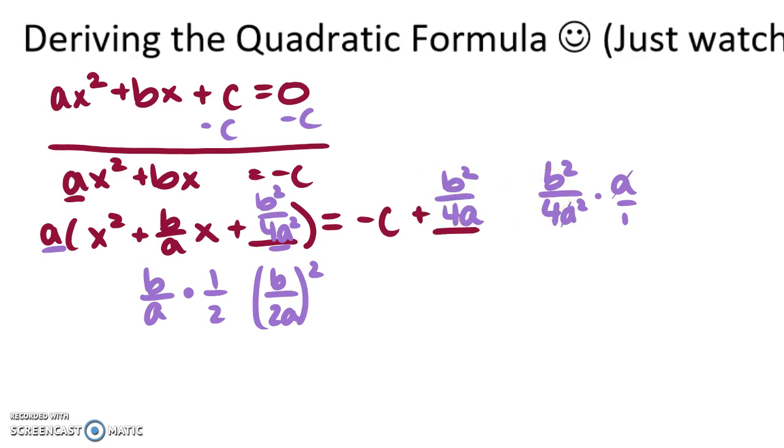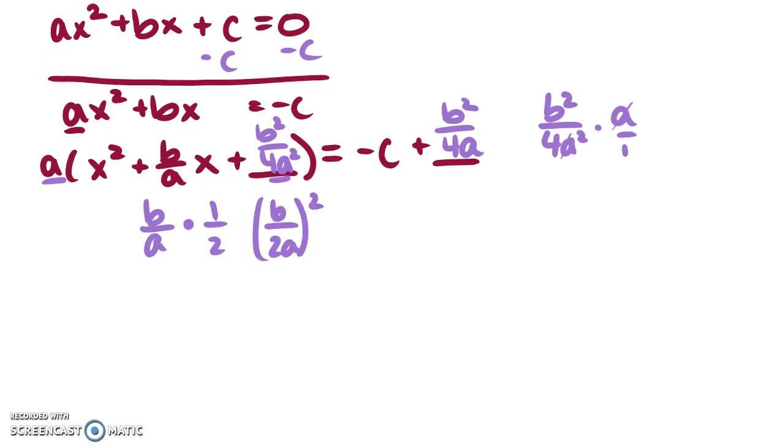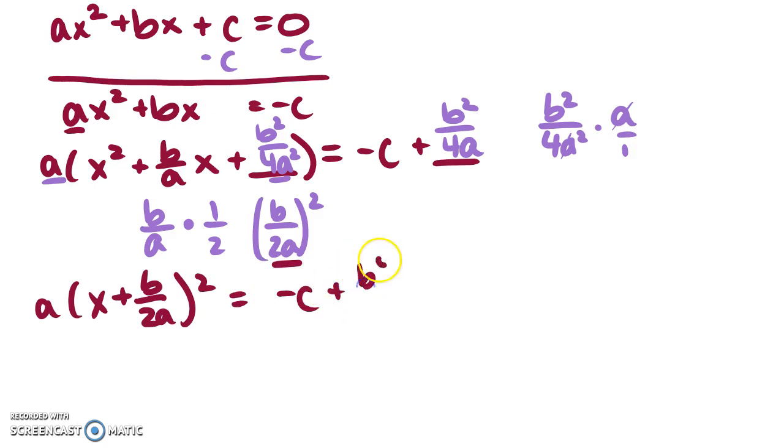Now from here, to solve by square rooting, you would factor x squared plus b over a x plus b squared over 4a squared, which using the shortcut is just x plus b over 2a, squared, equals, then you still have the negative c plus b squared over 4a.